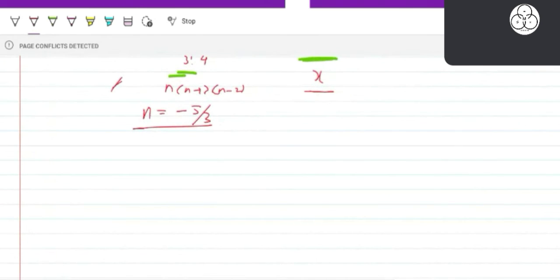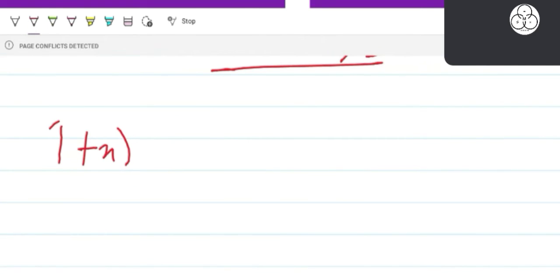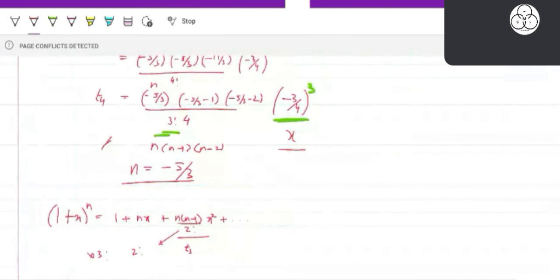let me write the expansion of 1 plus x whole to the power n: 1 plus nx plus n into n minus 1 by 2 factorial x square, and so on. See, this is the third term, right? But here we are getting 2 factorial and not 3 factorial, whereas in our expression we are getting 4 factorial. So this is the only problem that we are facing at this moment.